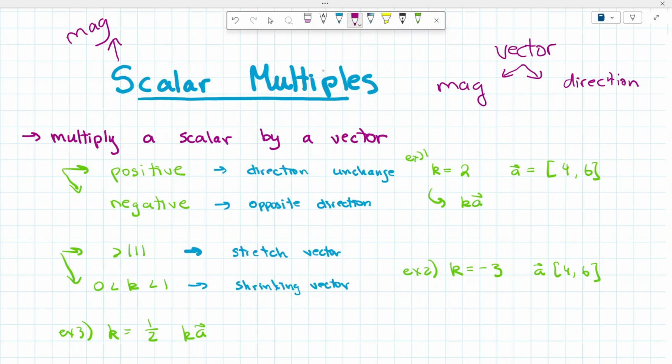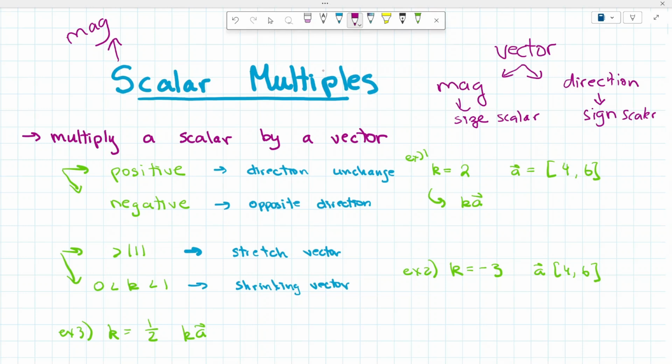So how does a scalar relate to vectors? What if you multiply a scalar by a vector? Well, we can see that the direction of the vector may be affected by the sign of the scalar, and the magnitude of the vector may be impacted by the size of the scalar. So that's a high level thought of how scalars can impact our vectors.